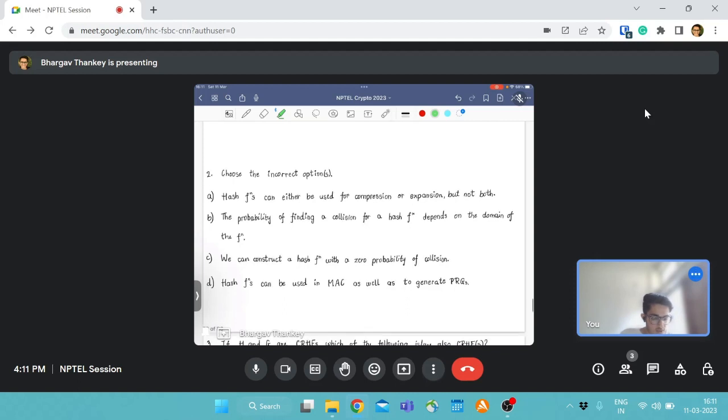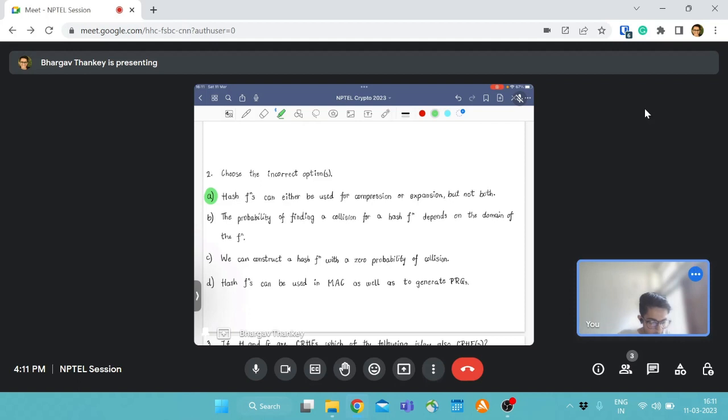Okay, so let's go over all the options one by one. Option A is hash functions can either be used for compression or expansion, but not both. Well, while hash functions are traditionally used for compression, they can also be used for expansion. For example, one thing that you can do is take a message, hash it, then add some padding to that, hash it again. Do this repeatedly and concatenate all the results. That would give you a much larger string. So hash functions can be used for compression as well as expansion. So option A is incorrect.